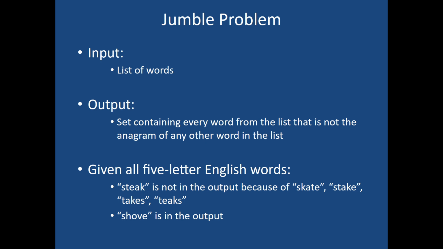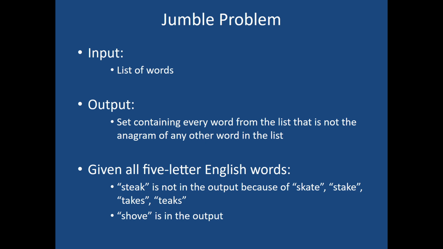So let's devise an algorithm to create such a list. The input's just going to be a list of words, we'll say of length k. The output is going to be a set containing every word from that list that is not the anagram of any other word of the list.